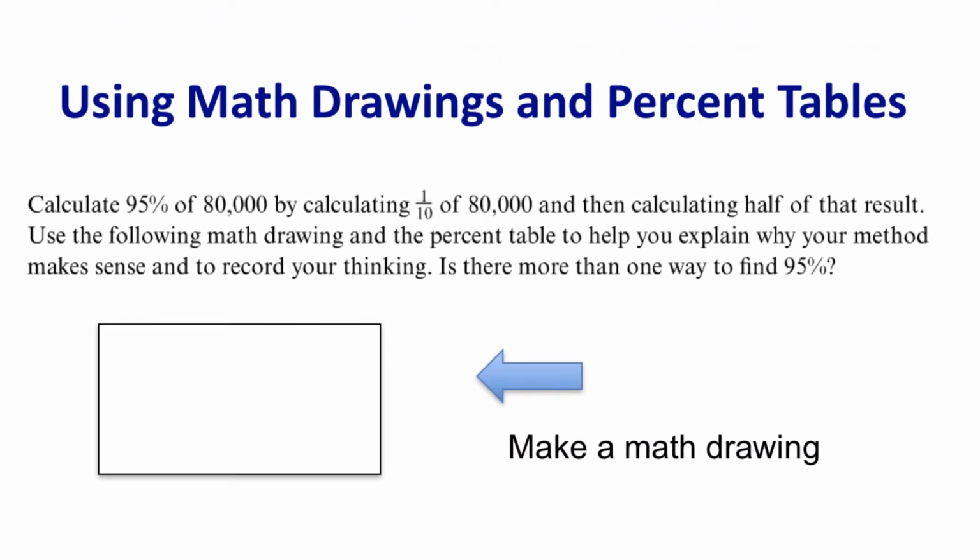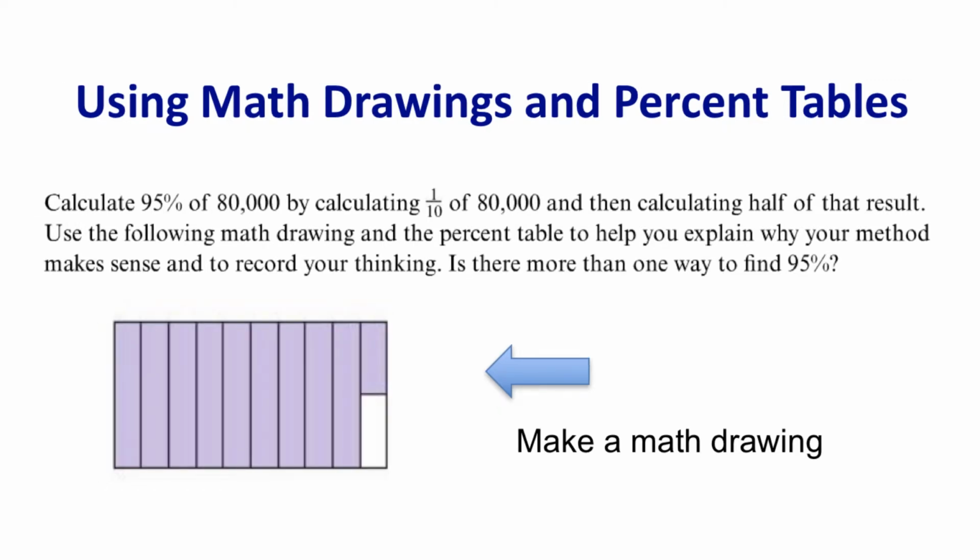So we're going to use math drawings and percent tables and make some calculations. In the first example, the problem is to calculate 95% of 80,000 by calculating 1/10 of 80,000 and then calculating half of that result. Use the following math drawing and percent table to help you explain why your method makes sense and to record your thinking. Is there more than one way to find 95%?